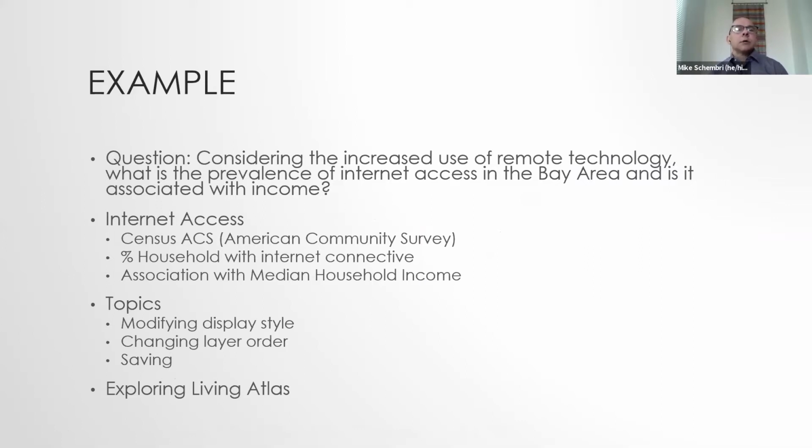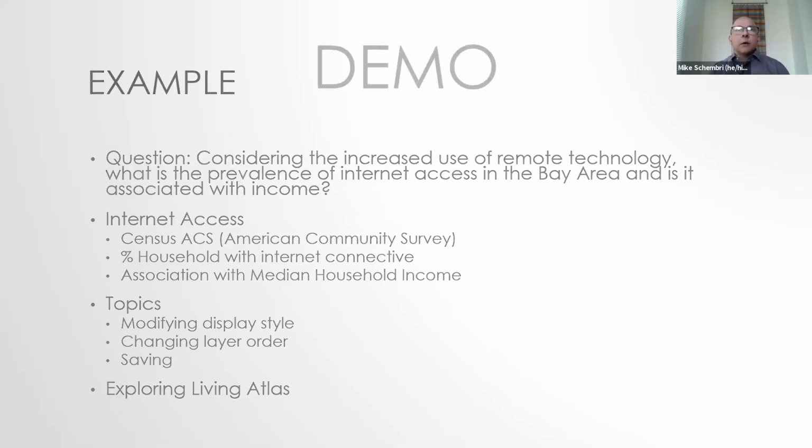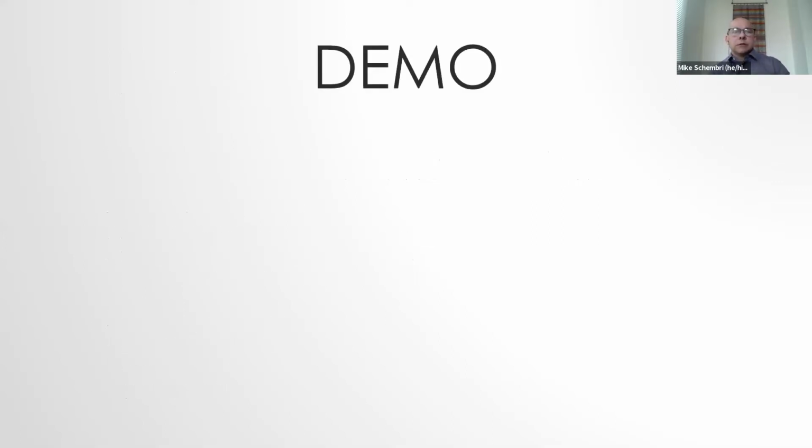So to do that, I'm going to pull data from the US Census. They have the American Community Survey, and within that, they describe the percent of households with internet connectivity. And then I'm also going to pull in some data on median household income to see if maybe there's an association and the two are possibly related. So I'm going to try to do this as a demo. Let's see here.